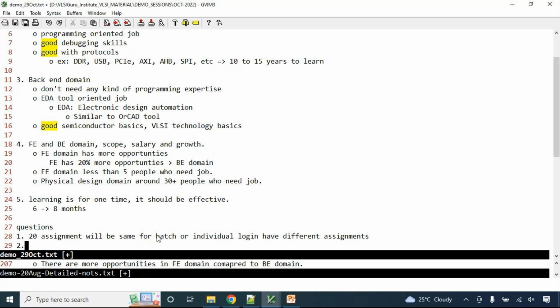Will the 20 assignments be the same for the batch or individual login? Tell me what it should be. Same for the batch. I mean, all 20 assignments, everyone in the batch has to do. There won't be any individual assignments. Let's say there are 20 people; I can't give an individual assignment to person one, person two like that. It's a common assignment. Everyone has to work. Okay. Next.